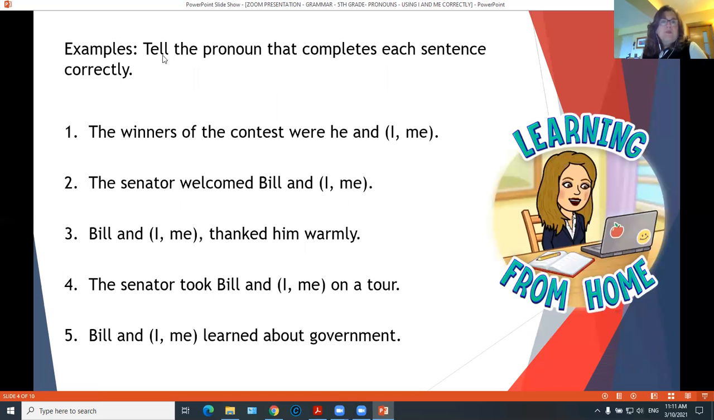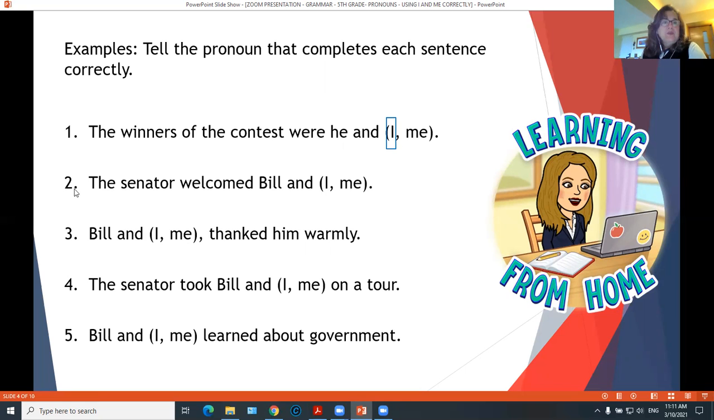Examples. Tell the pronoun that completes each sentence correctly. So number 1, the winners of the contests were he and, here we have the verb be, okay, the verb be. So we choose I, okay?